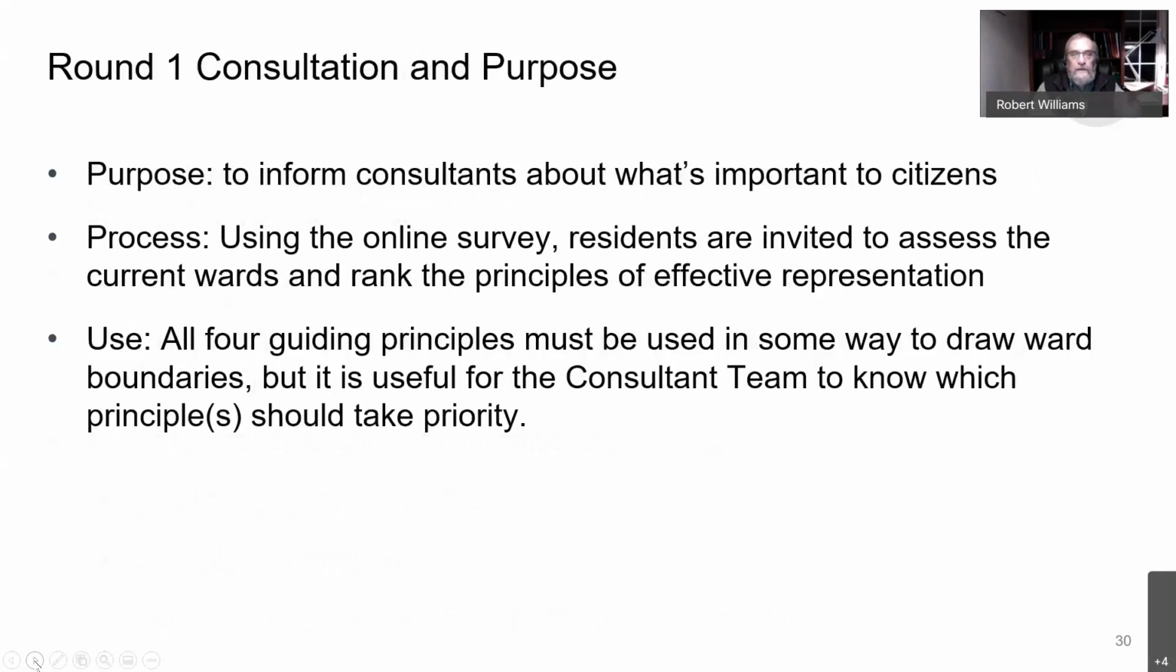So where are we in round one? Basically, we want to talk to you about what's important, what we have to consider, and to help you tell us what you believe should be our priorities in trying to evaluate the current wards and look for ways of achieving a better distribution of population to achieve effective representation. The process we're going to use is an online survey, which in the circumstances is a tool that does work. We found it very effective in the last round.